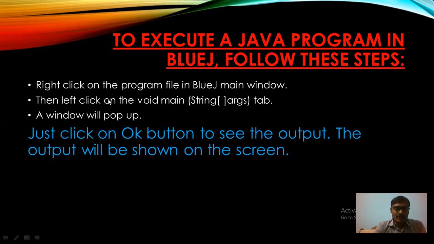First, right click on the program files in the BlueJ main window. Then left click on the void main string args tab. Then a window will pop up. Just click on OK button to see the output. The output will be shown on the screen. I will show you in the practical so that you can understand.